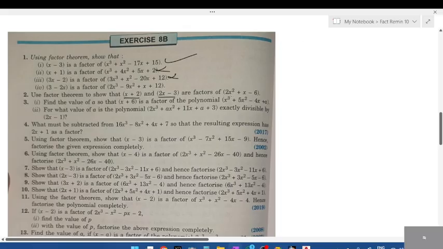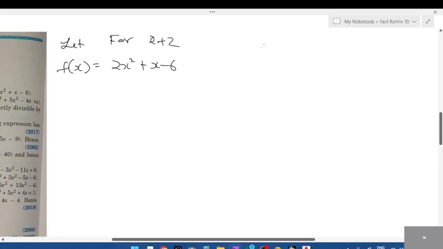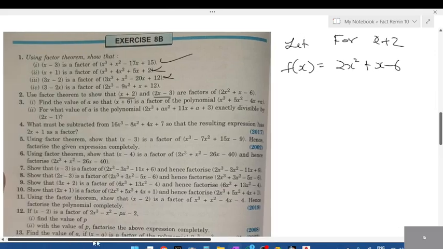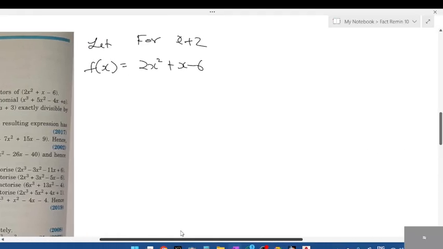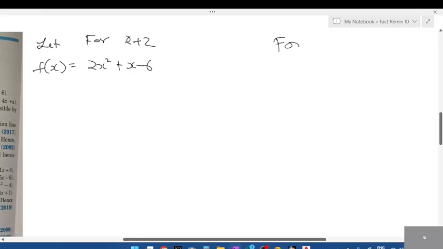Twice. So take the same equation twice. Let me explain. You can try it for homework. Let f of x equal 2x squared plus x minus 6. There are two divisors. So mention here, first x plus 2. Next, 2x minus 3.